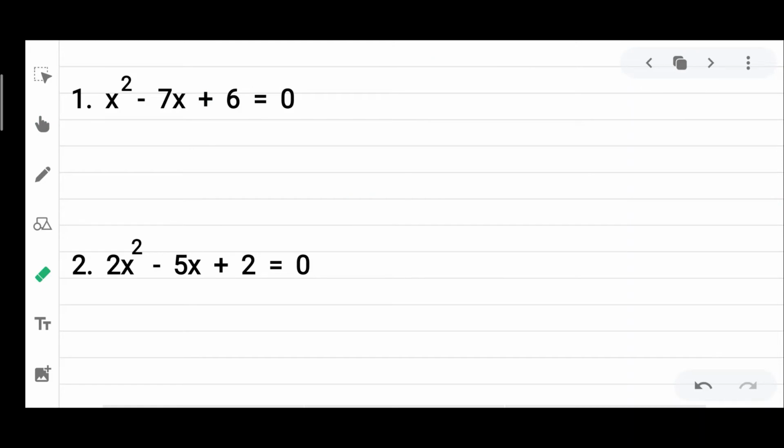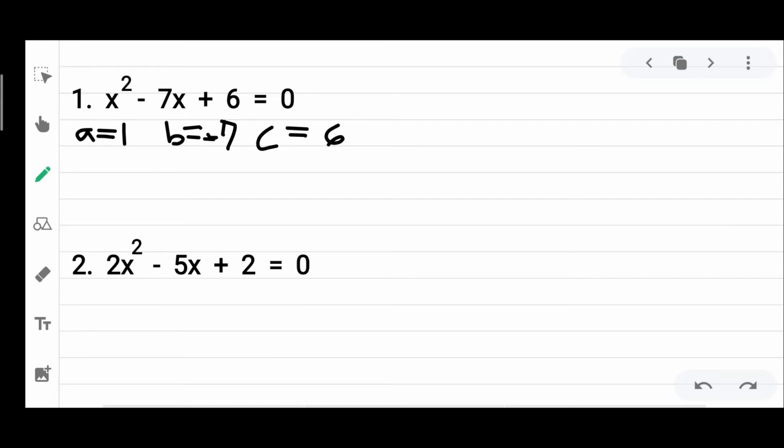For our first example, we have x squared minus 7x plus 6 equals 0. So, hanapin natin yung sum and product of the roots of these quadratic equations. So, before that, hanapin muna natin yung mga values ng a, b, and c. So, dapat naka-standard form yan. A, B, and C. Ang value ng A ay yung numerical coefficient ng x squared, which is 1. Value ng B is negative 7. Ang value naman ng C natin is positive 6.